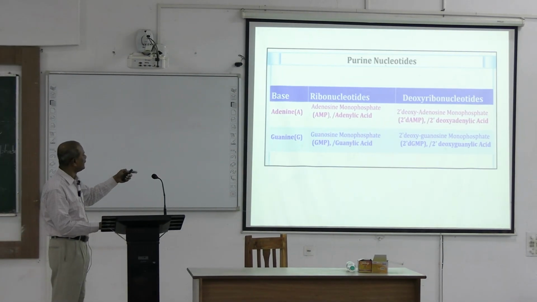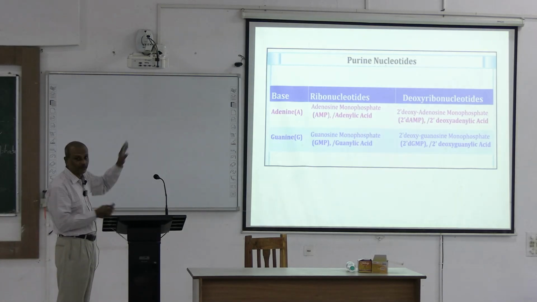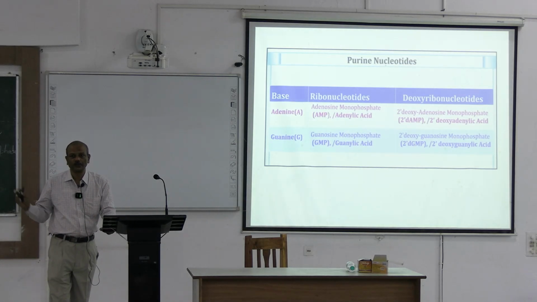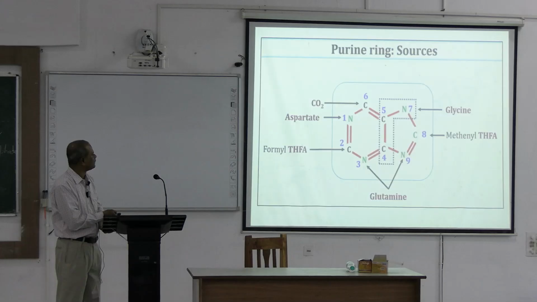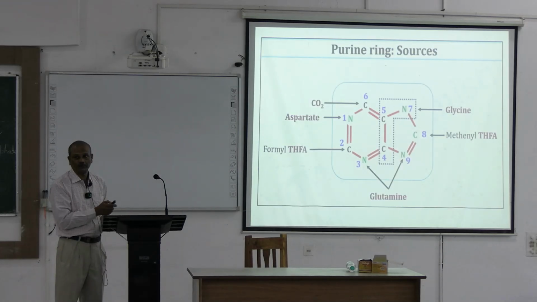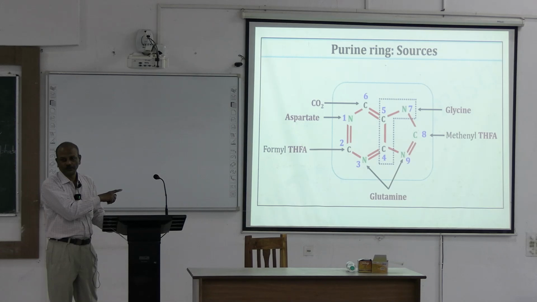What is adenine? This I am not going to tell you, because after the ribonucleotides are formed, only one reduction step will be required to make deoxyribonucleotide. That is the last step. So, purine sugar I have noted, and you have already noted what are the different sources of these purine rings. This is important.